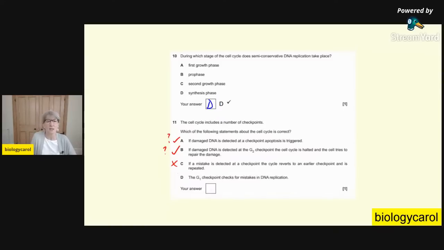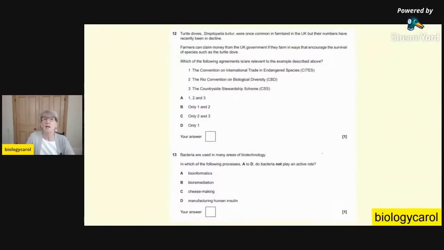That doesn't happen. The G1 checkpoint checks for mistakes in DNA replication. That is also not true, because the G1 checkpoint occurs before the DNA replication occurs. So I've got to choose between A and B. And the bottom line is I am more sure of B than I am of A. So I would have plumped for B, and it was the right answer. It's worth noting that A was the other common mistake on that question.